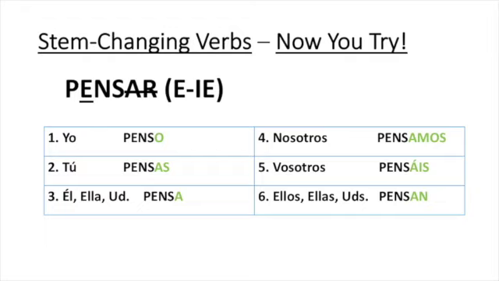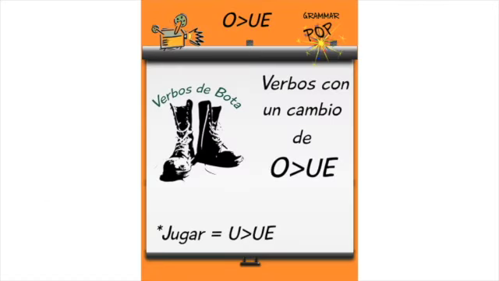We know that this is a stem changing verb from E to IE. We know we don't have to do anything with the nosotros or the vosotros because they're not inside the boot. We're going to change our E to an IE everywhere else. And we get pienso, piensas, piensa, pensamos, pensáis, and piensan. Okay, hopefully you're feeling pretty good about those.